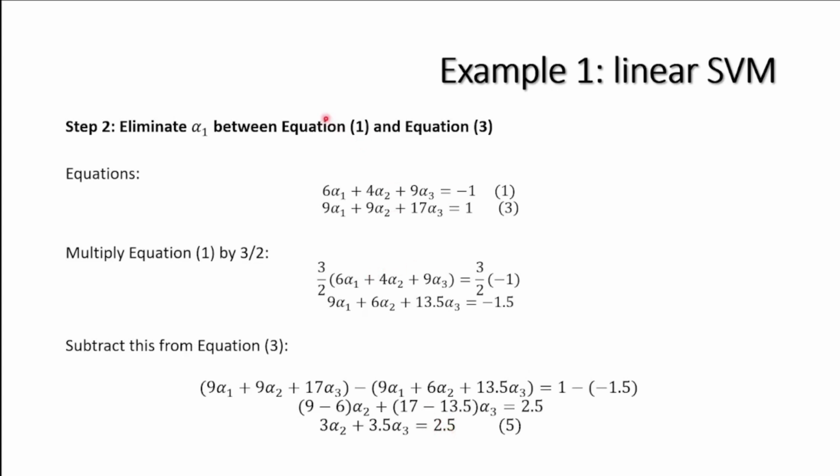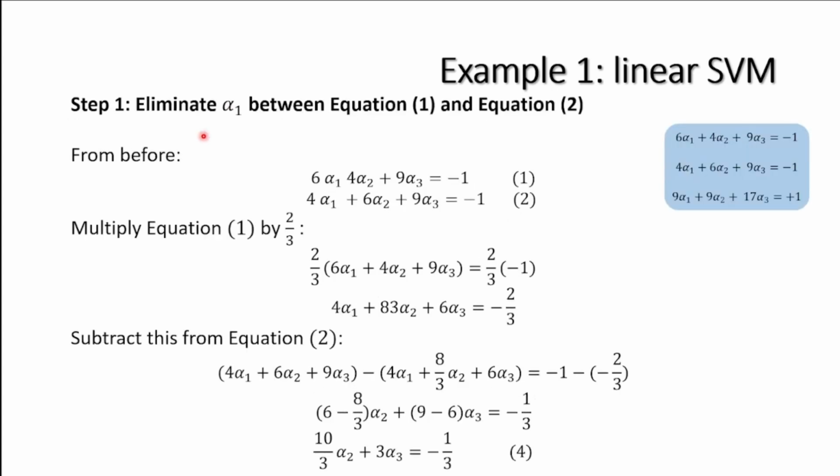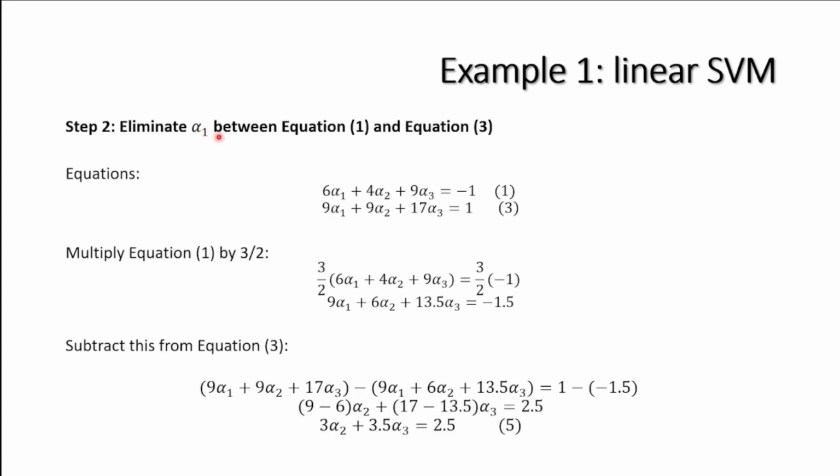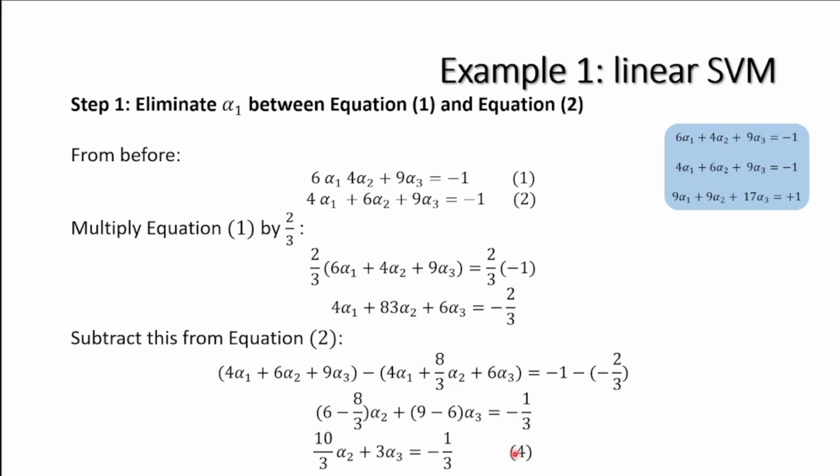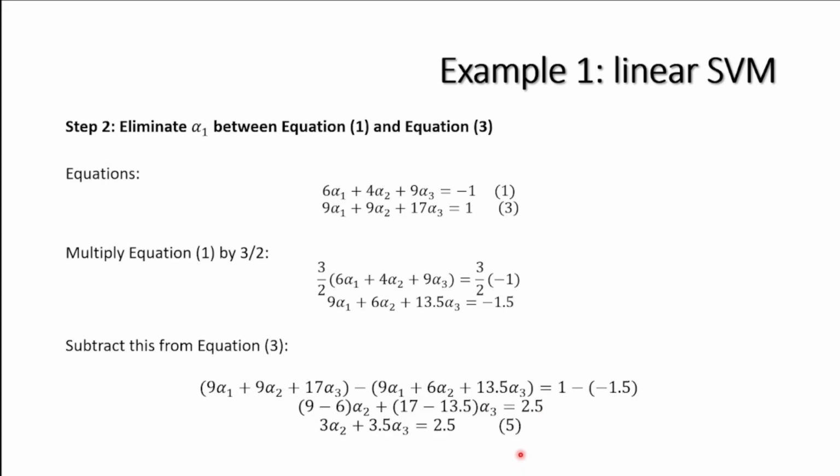So then we have step number 2, which is to eliminate alpha 1 for equation 3. In order to do that, we need to have the same coefficient, so 3 over 2 is multiplied to 1. So basically we have this, and towards the end, we have this particular new equation number 5. Last time we had equation number 4, and this one is equation number 5.